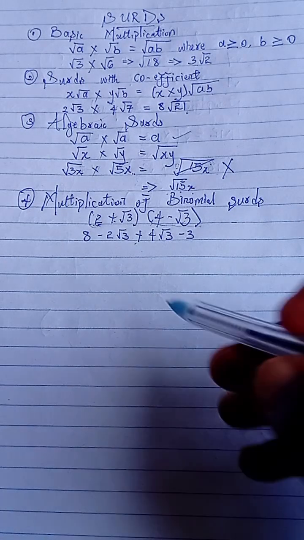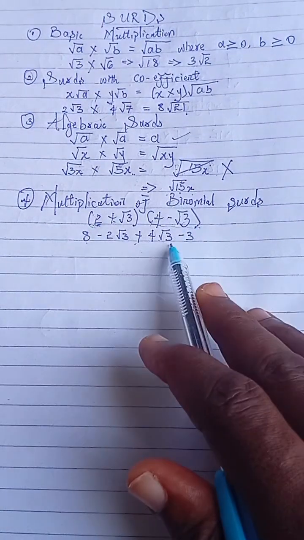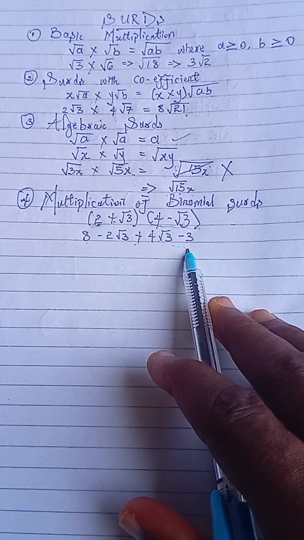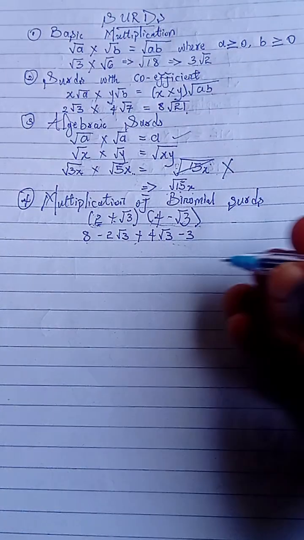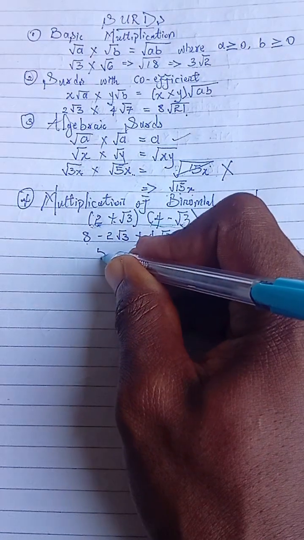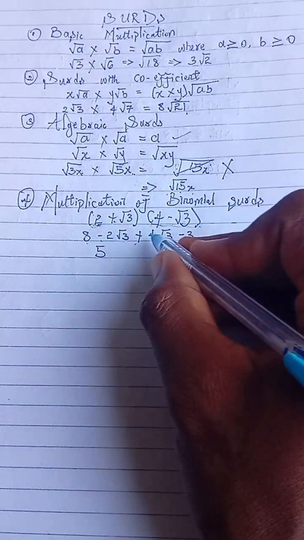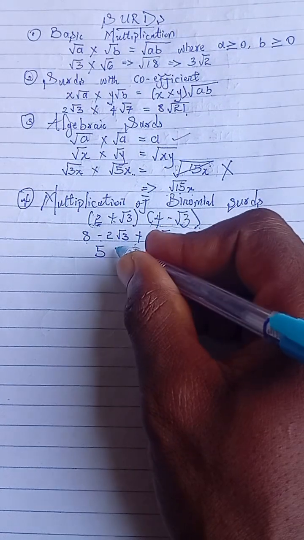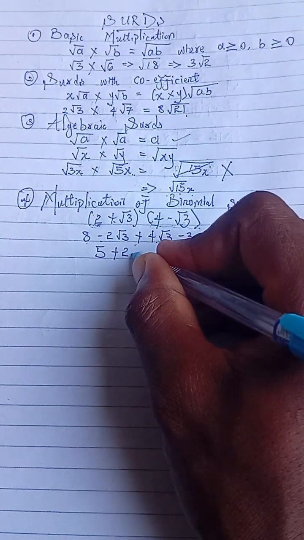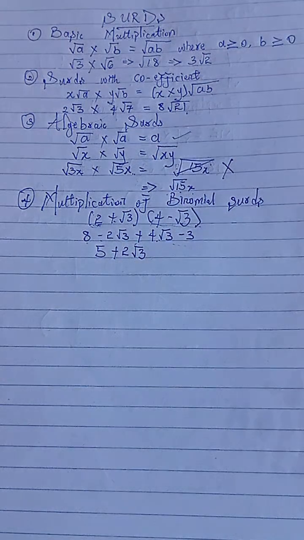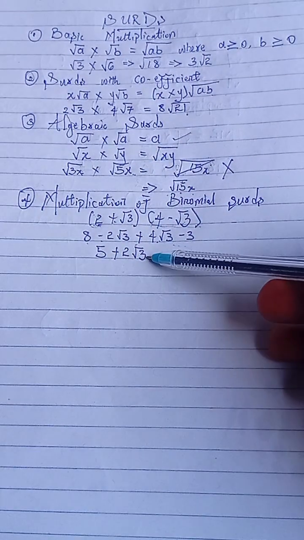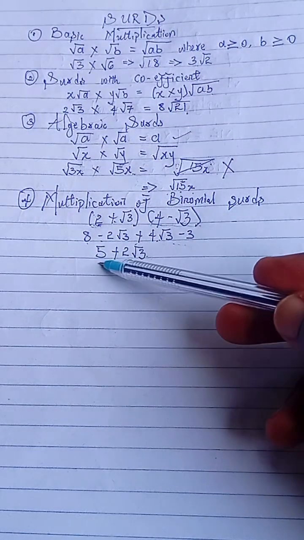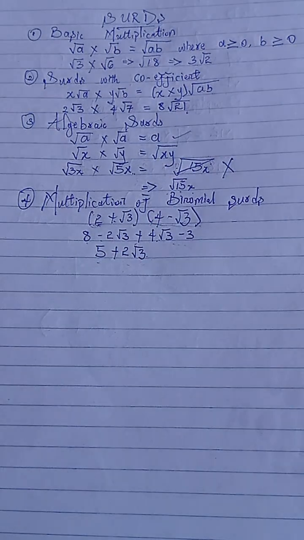Now, if we simplify this further, you just see that 8 minus 3 can easily simplify themselves. Why? Because they are constant terms, they are like terms. So 8 minus 3 is going to give us 5. And then minus 2 plus 4 is going to give us plus 2 root 3. Simple, that's the answer. You can't simplify further from here because this and this are not like roots, if you recall what we did on addition.